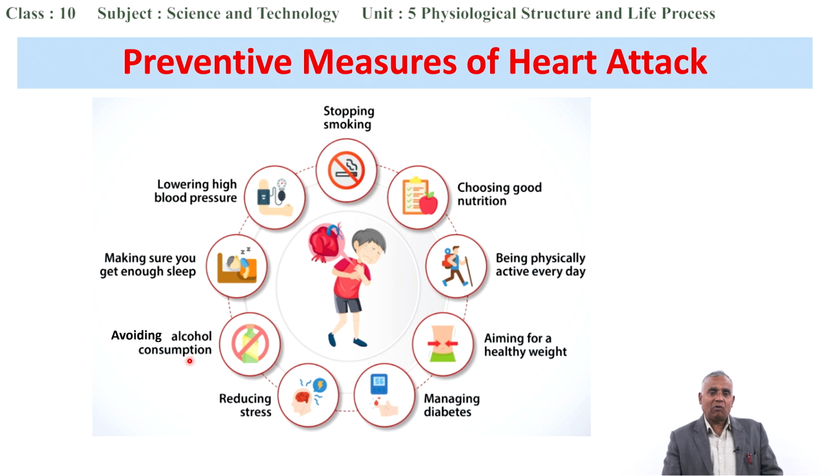Next one, avoiding alcohol consumption. Yes, alcohol also should be avoided. Making sure you get enough sleep. At your age, 7 to 8 hours of sleep is necessary. In old age that may be less, 5 hours, 6 hours. But 6-7 hours normally for all.